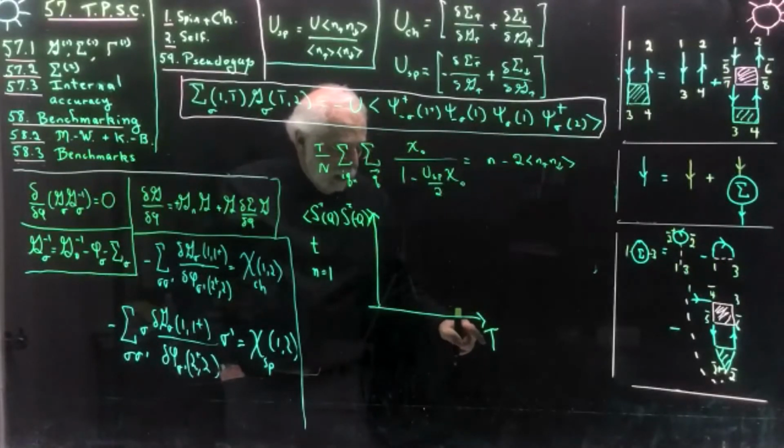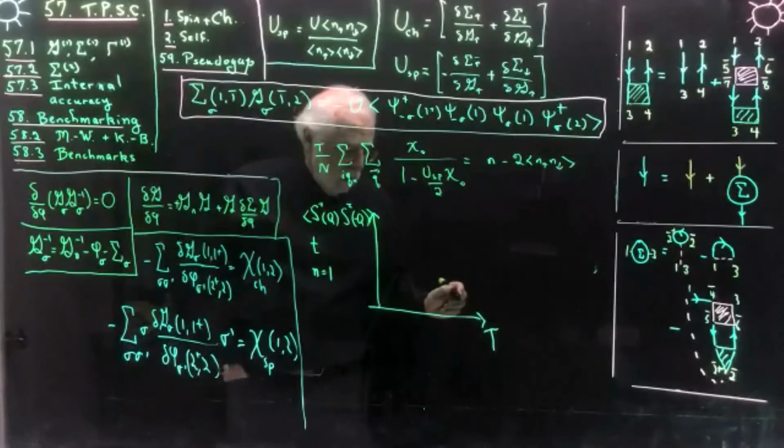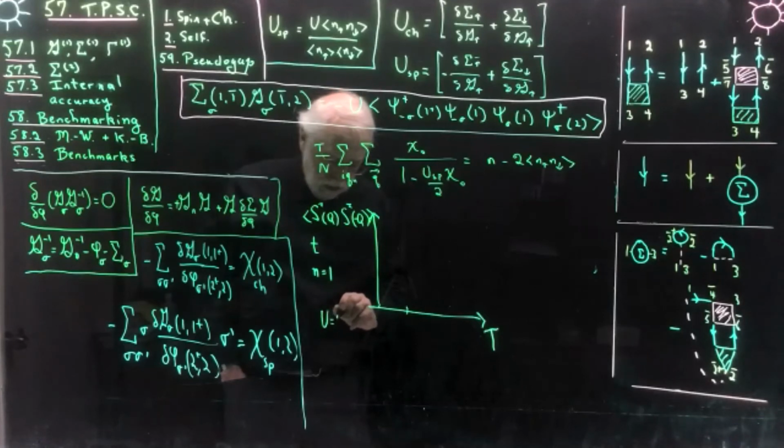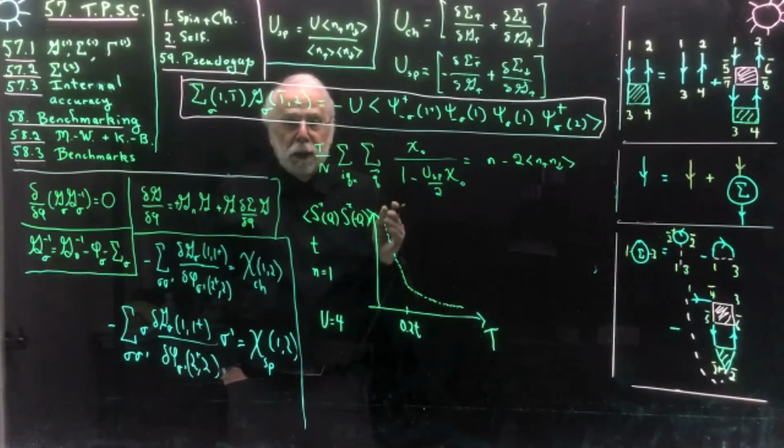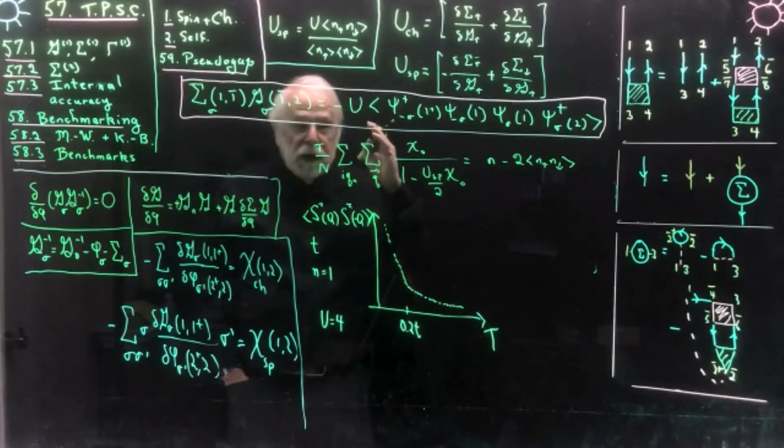So if you plot this as a function of temperature, what you find is that for U equals 4, for example, around a temperature of about 0.2 in units of little t, the correlation length, I mean, this quantity, starts to grow a lot. We know that it will diverge exponentially, so it starts very quickly.